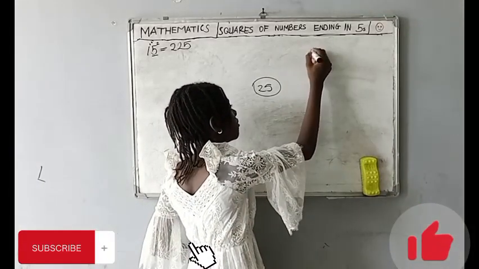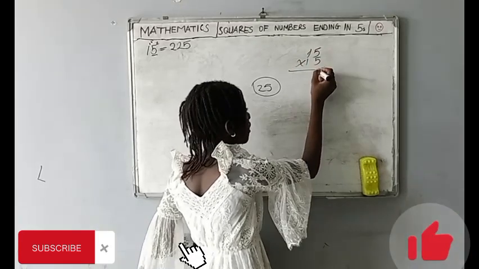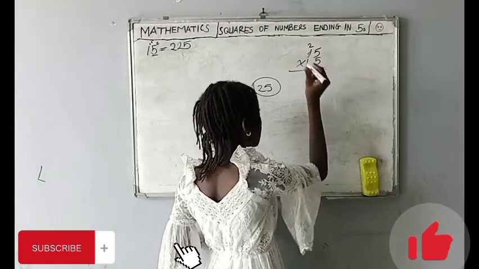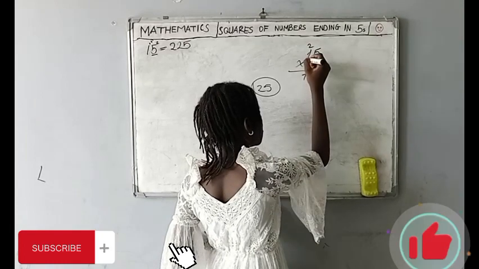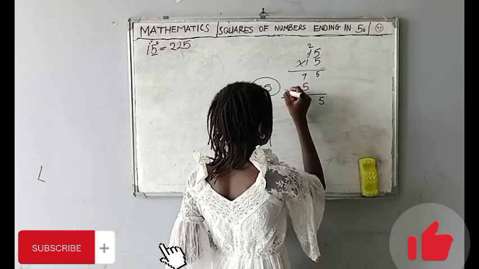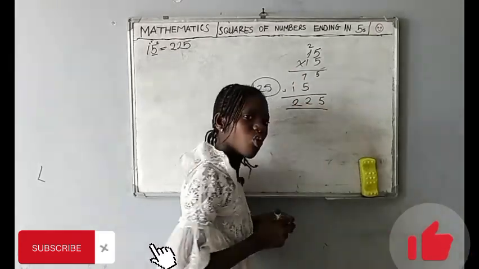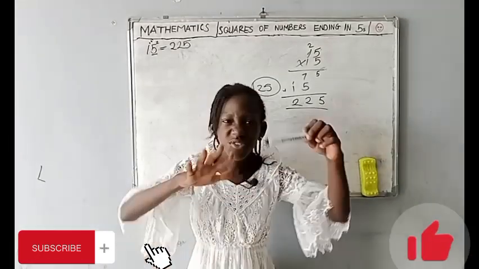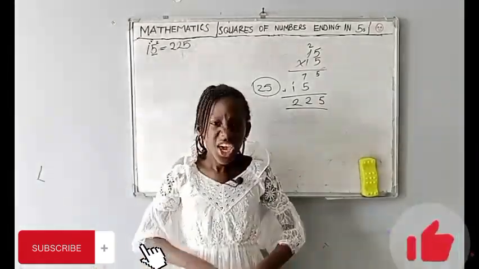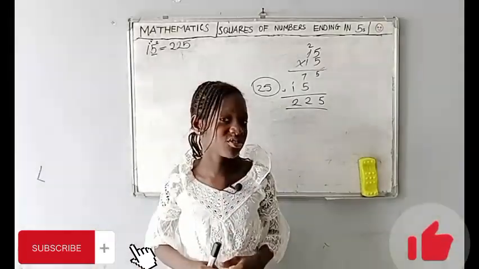We start. 15 times 15. 5 times 5 is 25. 1 times 5 is 5, plus the carried 2 makes 7. 1 times 5 is 5, plus 1 is 6. Add it up and this is 225. Do you see how easy this is? You can make some mistakes if you don't know your multiplication table.